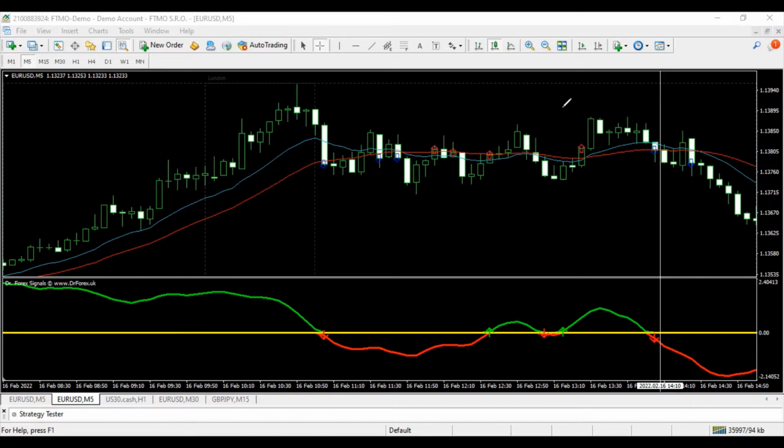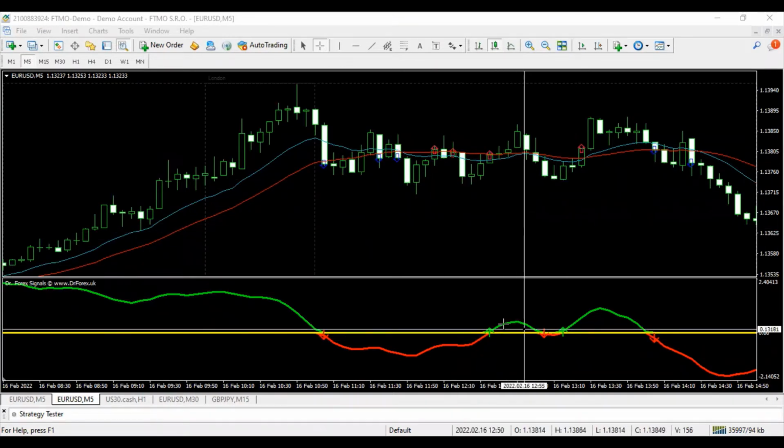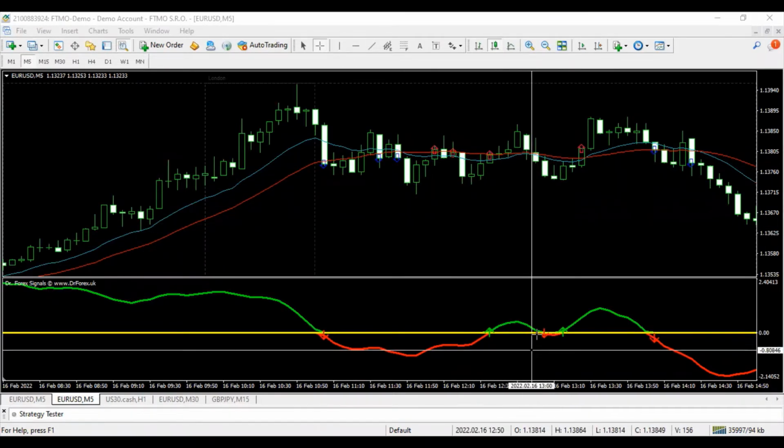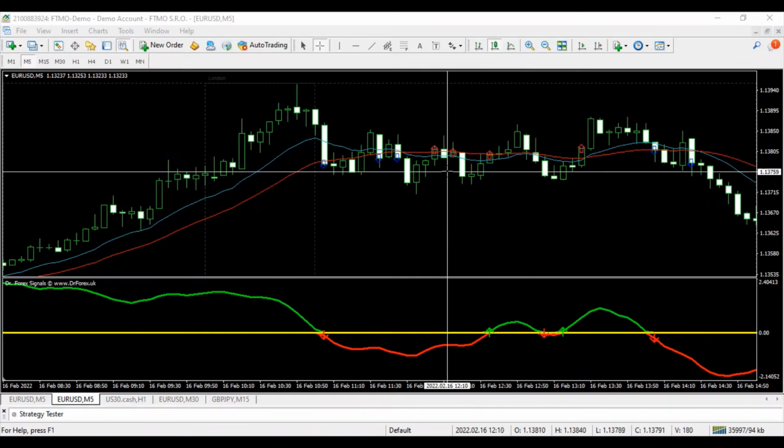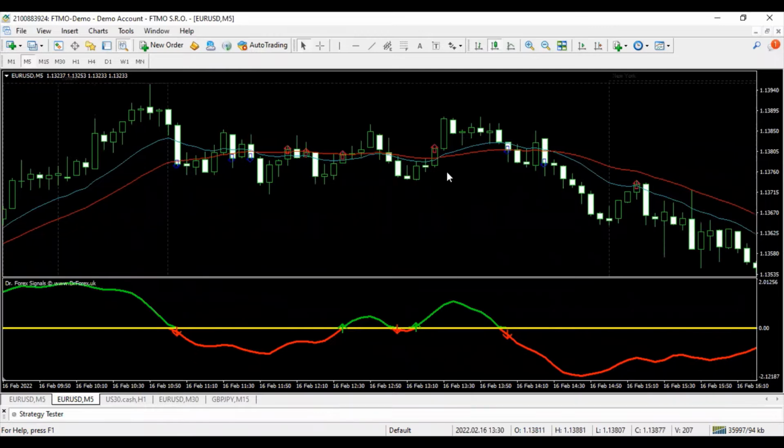So anytime the arrow is against the direction of the Dr. Forex, I do not take any trade, because typically this trading strategy usually works best in a trend. The concept is like a pullback. We test or pull back, so when it pulls back, then we follow. That's what we are trying to do.